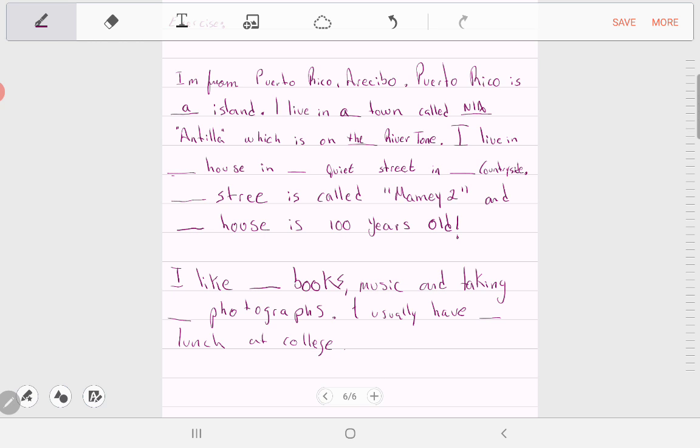The next sentence: I live in a blank house in a blank quiet street in a blank countryside. This sentence is easy. You can see how the sentence goes from the general to the specific. House, street. The question is what house, what street. So if you don't have the answer, it's an indefinite article. Next, you have something specific. The countryside is an indication. So it is a house in a quiet street in the countryside.